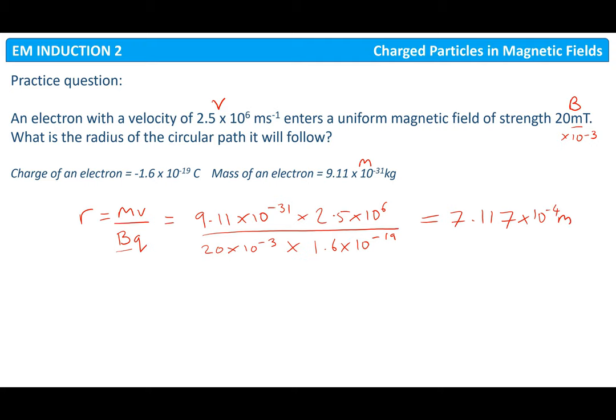And the smallest significant figures given to us were 2 sig figs. So our answer should also be to 2 sig figs.